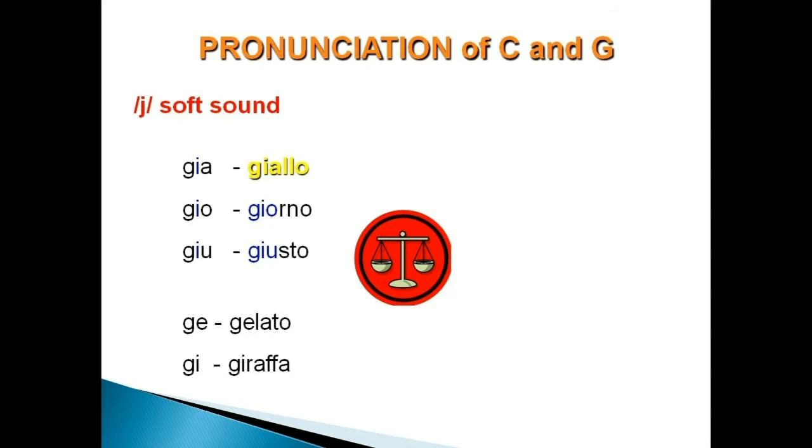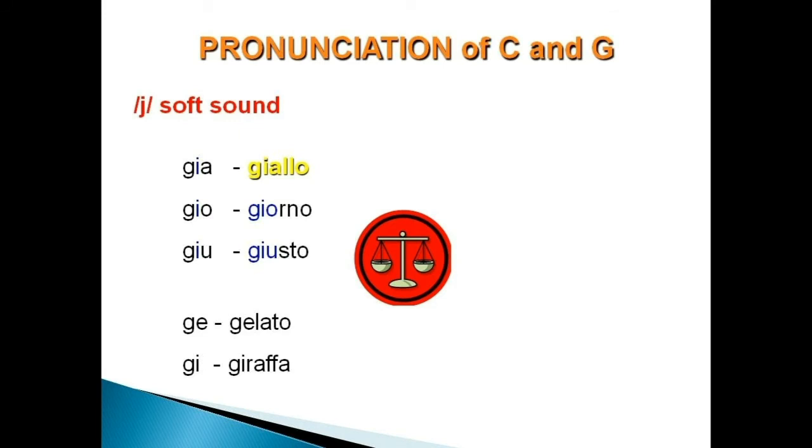And please remember that it's ja and not gia. So we say giallo, not gi-allo. It's jo, not gio. So we say giorno. It's ju instead of giu. So we don't say gi-usto, but giusto. Similarly, we don't say Gi-ovanni or Gi-orgio, but Giovanni and Giorgio.